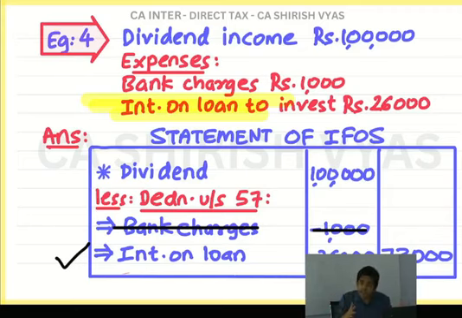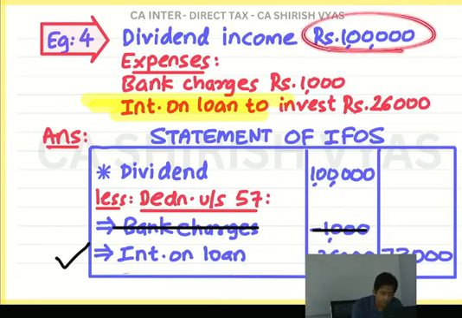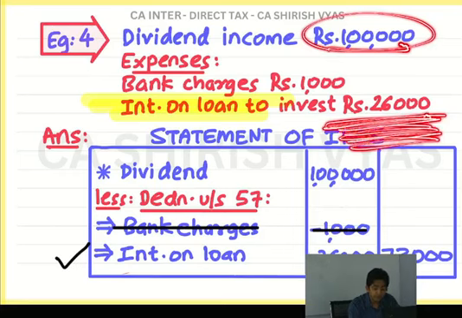If it is less, it's okay. See, limit means what? Not more than that. If it is less, take less only. So what was my limit? 20,000. But our amount is less or big? Big. So 26,000 will have to be curtailed. It will be curtailed to 20,000.